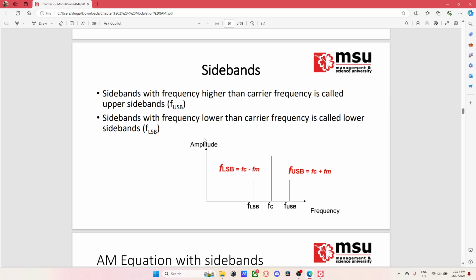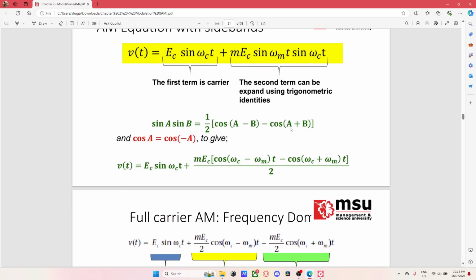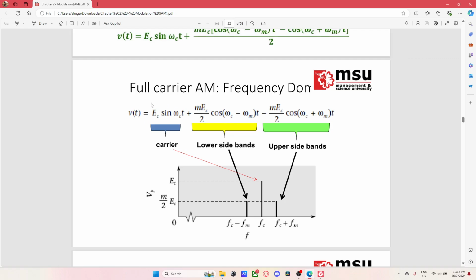Okay, there are two different frequencies over here, which is the frequency for the carrier and the frequency for the modulator. So this follows back to the equation we see over here: Vt is equal to Ec sine WCt, this is the carrier, and modulation index m times Ec times sine WMt sine WCt. This is expanded using trigonometric identities, and we will end up with this equation.